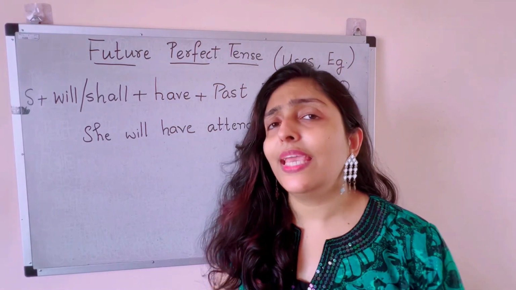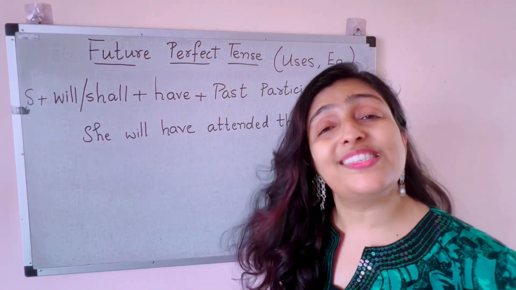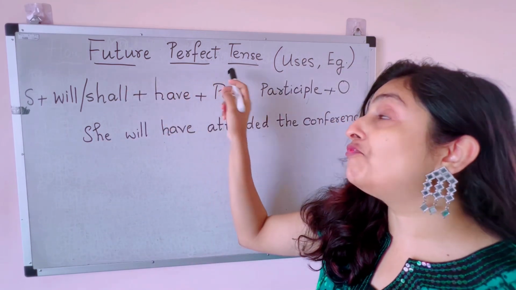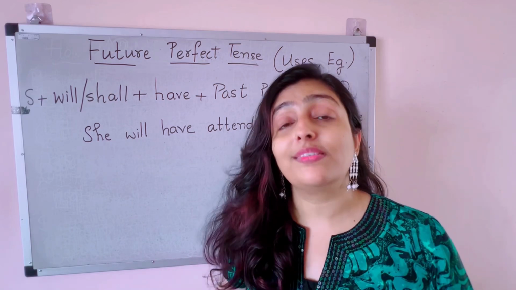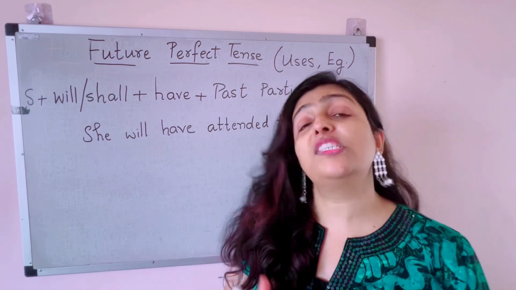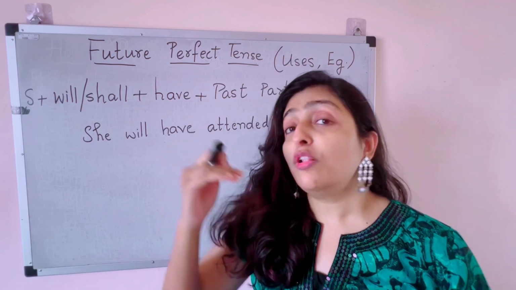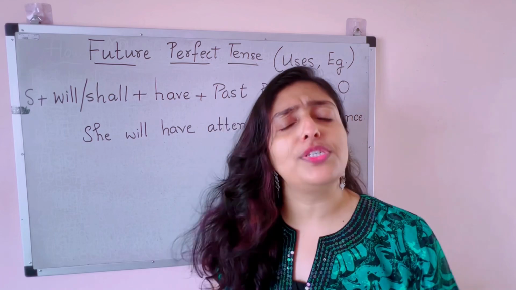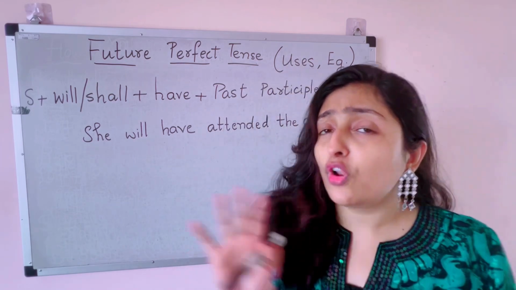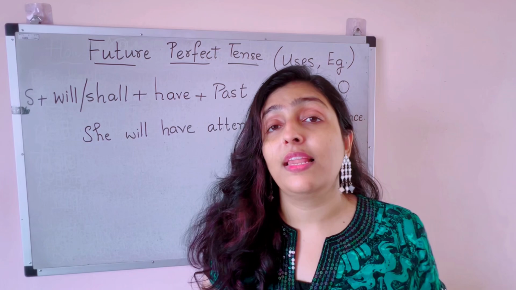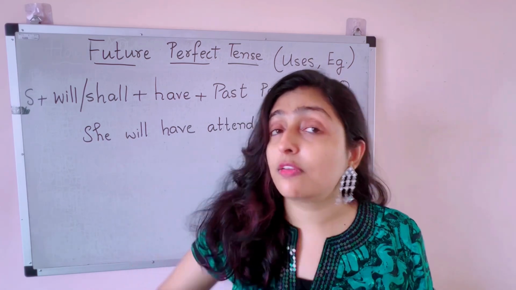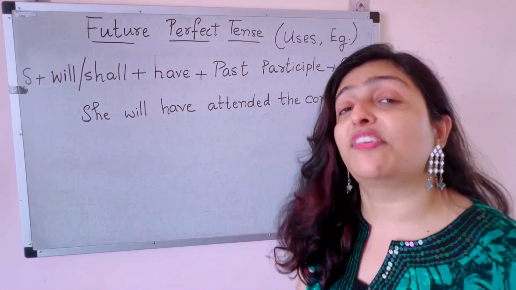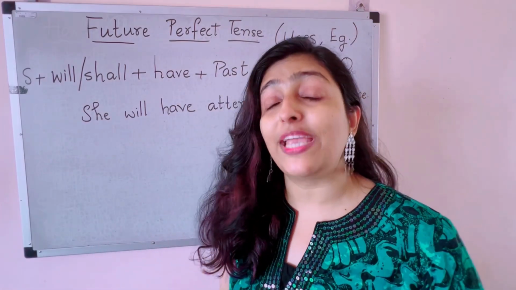So let's learn in detail the uses, functions and purpose of future perfect tense along with its examples. The uses, functions and purpose of all the four forms of present tense, past tense, simple future tense and future continuous tense, we have already discussed in detail. The link would be given in the description box. You may just have a look. We proceed with the uses and functions of future perfect tense.